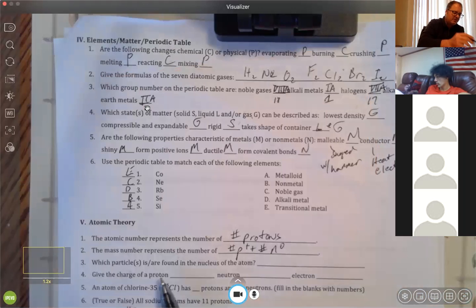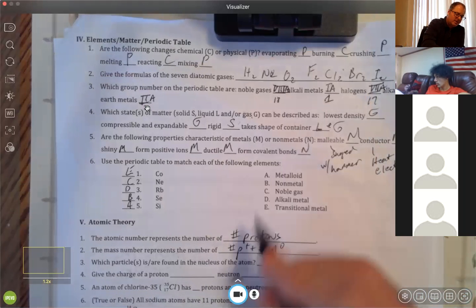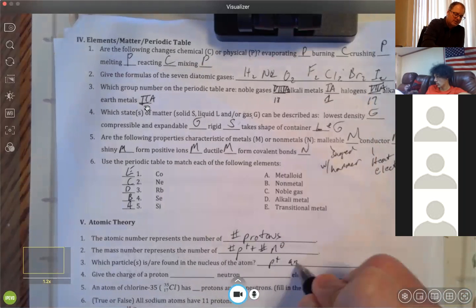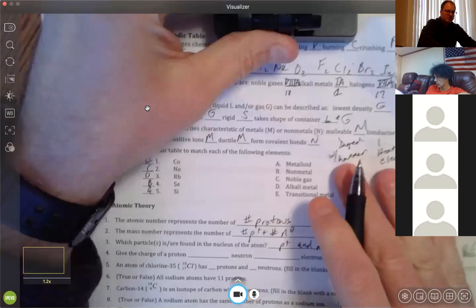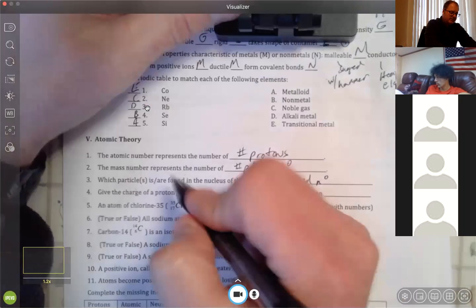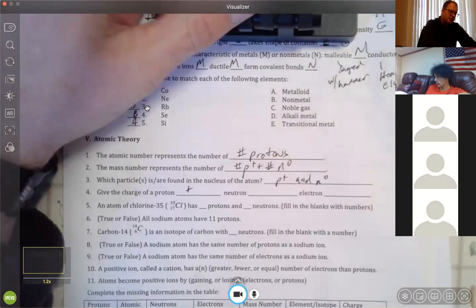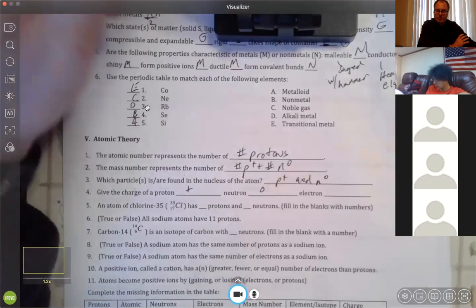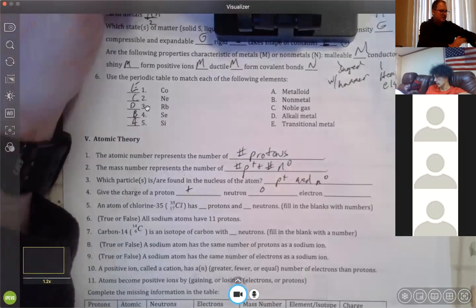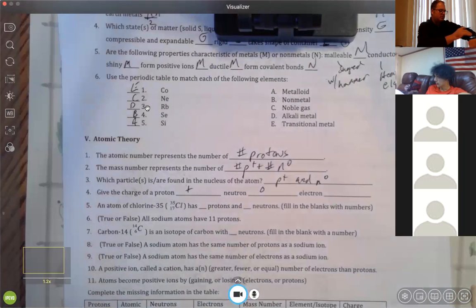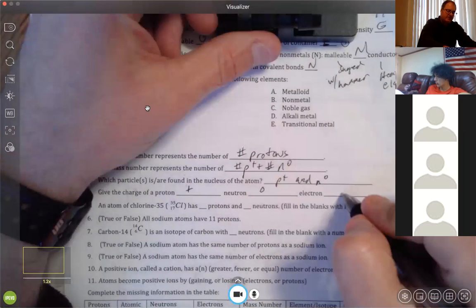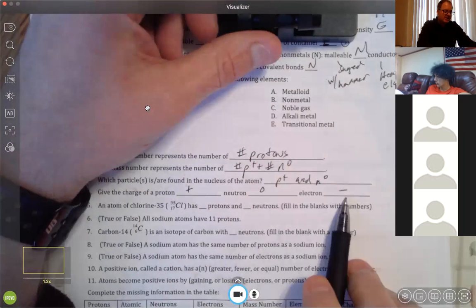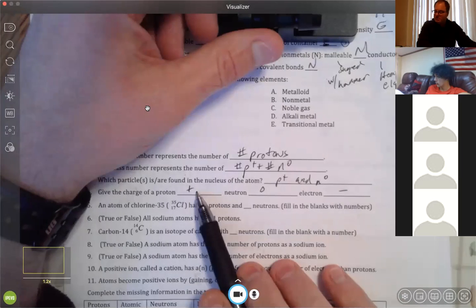What particles are found in the nucleus? Well, it just happens to be protons and neutrons. The nucleus is overall charged positively because of the protons. The neutrons are there to prevent the protons from pushing against each other and causing the nucleus to fall apart. Electrons surround the nucleus. They're negatively charged and they are attracted to the positive charge of the nucleus.